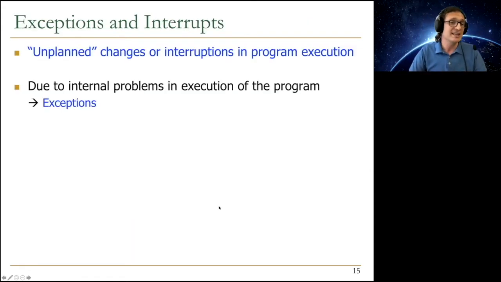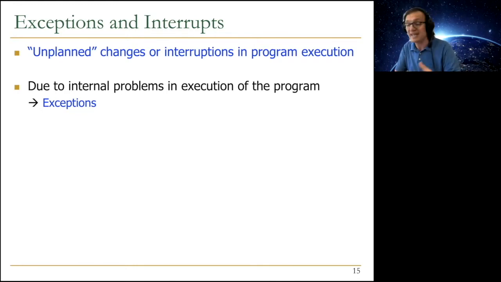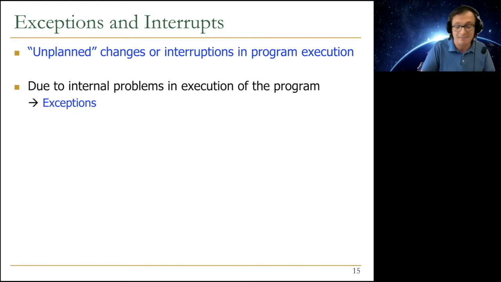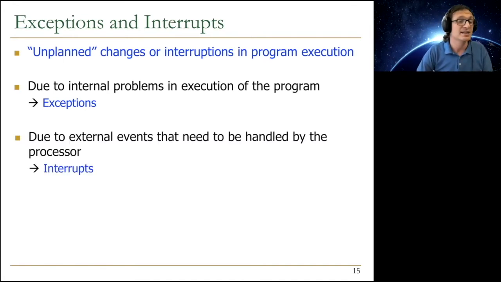Okay, so basically, the distinction between exceptions and interrupts is that exceptions happen due to internal problems in the execution of the program. That's why they're called exceptions. Essentially, these are really internal to the instructions themselves or the data values that you're dealing with within the program itself. These are not external to the program. Whereas interrupts are external events that need to be handled by the processor. In a sense, they have nothing to do with the program. In fact, they do have nothing to do with the program.